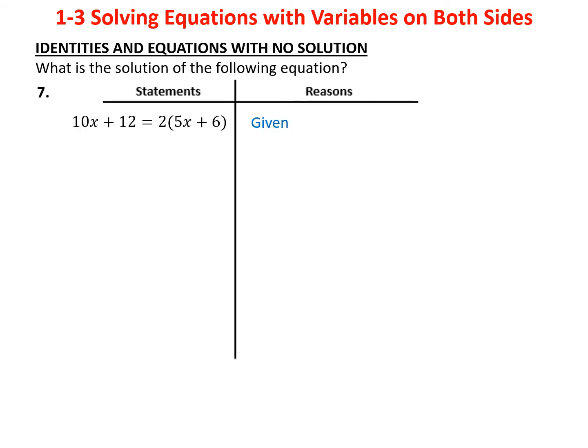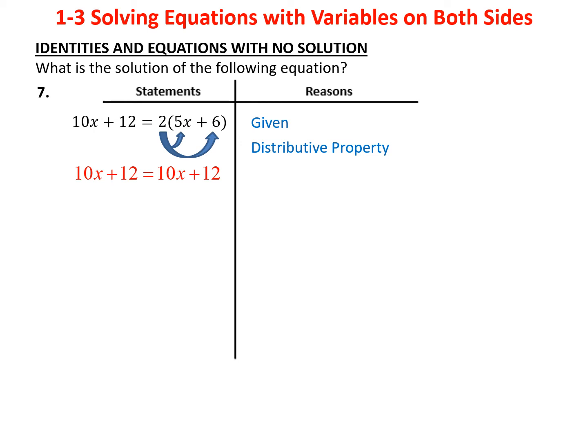So here's our given equation. So we look at it, first thing you want to do, we have some parentheses on the right side, so let's do our distributive property to get rid of that. So 2 times 5x is 10x, and 2 times 6 is 12. So I end up with 10x plus 12 equals 10x plus 12. At that point, you should be going, wait a second, those are exactly the same, but let's continue on anyway.